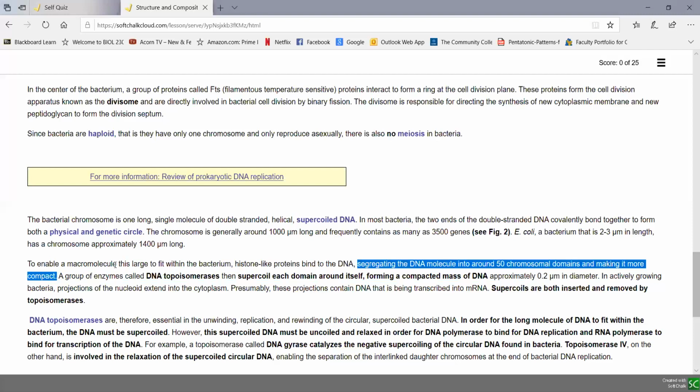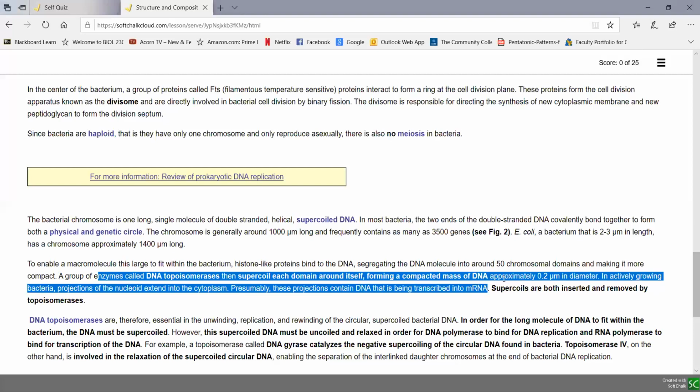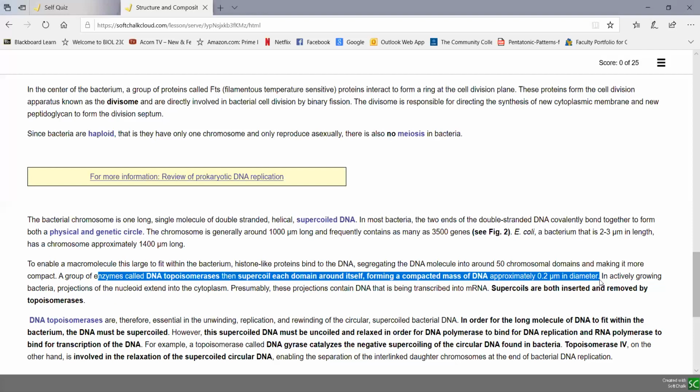compact. And here's where the DNA topoisomerase enzymes come in. These are a group of enzymes. Again, they're called DNA topoisomerases. And they supercoil each one of those 50 or so chromosomal domains around itself to form a compacted mass of DNA about 0.2 of a micrometer in diameter. You can picture the coiling of those chromosomal domains like taking a rubber band and just wadding it up into a compact mass. And as the bacteria actively grow, in fact, there are projections of the nucleoid that extend into the cytoplasm, and that's thought to be where DNA is being transcribed into messenger RNA.